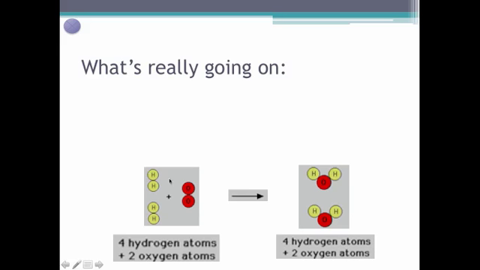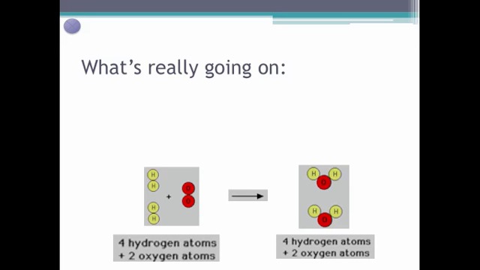So here we've got 1, 2, 3, 4 hydrogens on the left-hand side of the equation. Here we've got 1, 2, 3, 4 on the right-hand side of the equation. There it is summarized there. And of course we've got two oxygens here and two oxygens here. This is referred to as a balanced equation because it hasn't actually violated that law of conservation of mass.